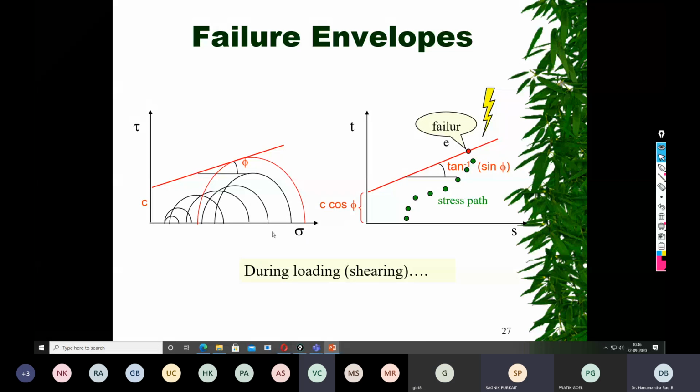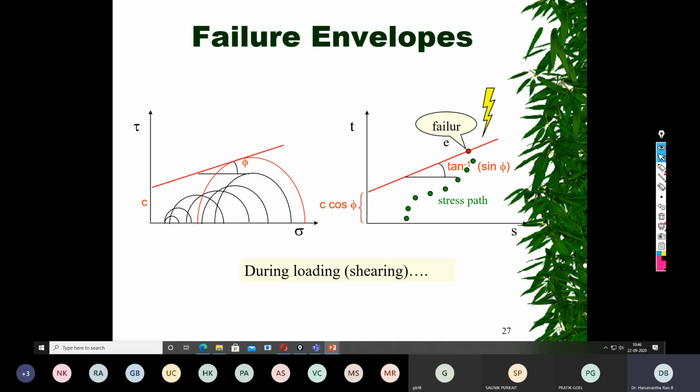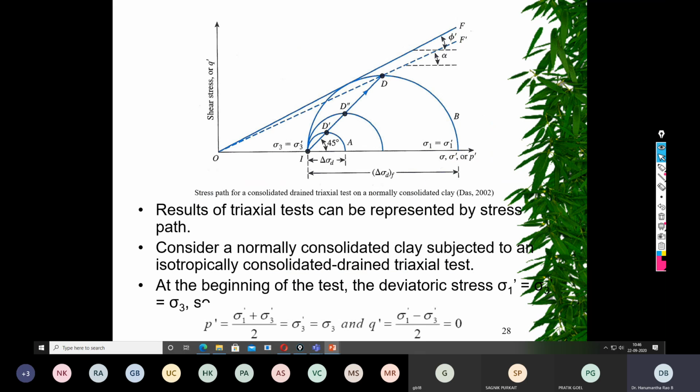Now in this case, how many samples? Only one. In the previous case, there were different samples. On the same soil, we compacted to different densities, or compacted to the same density but applied different confining pressures and different deviator stresses, to see how the stress follows a particular path.